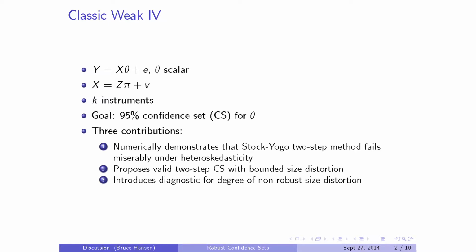So y equals x theta plus e. Think of theta as being a scalar, although you could have it being a vector and it doesn't change too much. X has instrument z. There's k of them. And the goal is to get a 95% confidence set for theta.